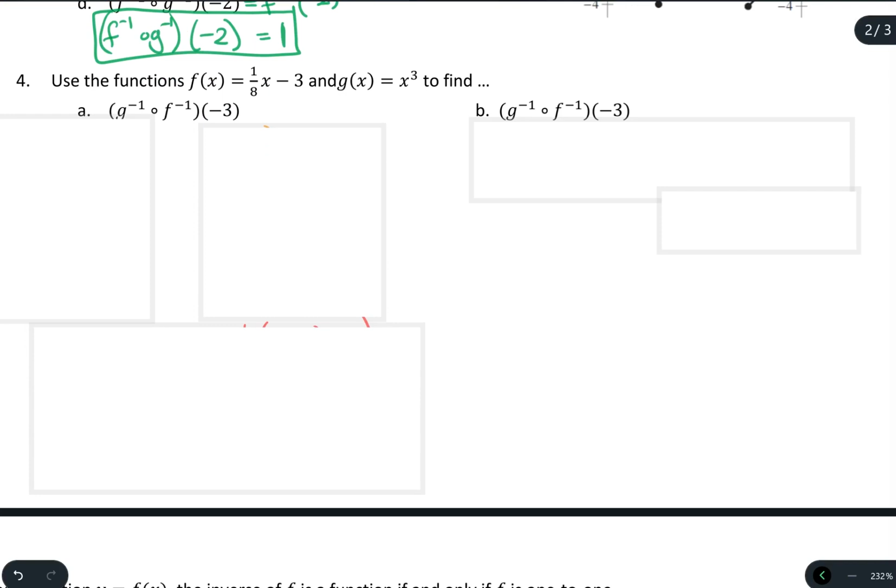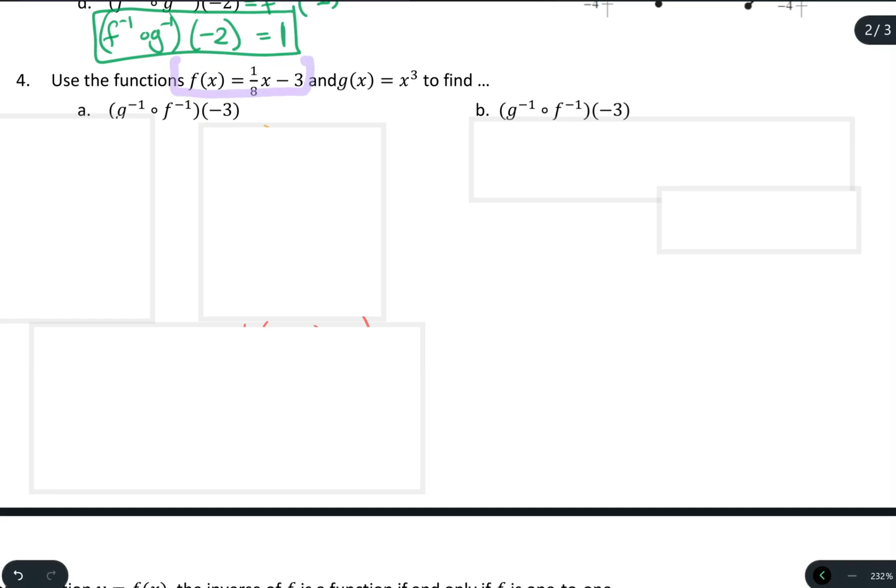All right, number 4, use the functions f and g to find g inverse of f inverse of negative 3. Okay, so here we know that we're going to first find f inverse, and then we have to plug into g inverse, and the value we're going to plug in first is negative 3. So what I'm going to do is take my f function and first find what is the function for f inverse.